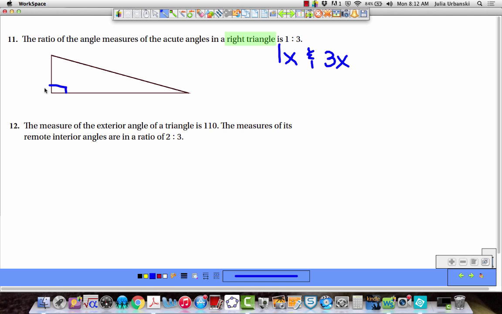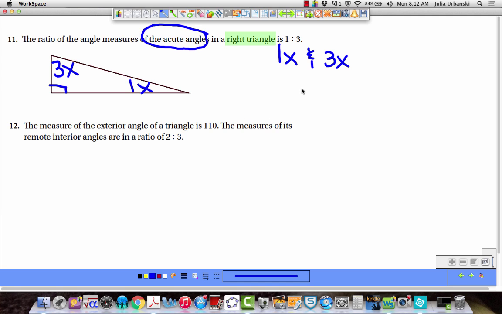And that angle's 90. But it says the acute angles, so that means the other two angles that are smaller than 90 are in a ratio of 1 and 3. So one of those angles is going to be 1x, and what's this angle going to be? And now that you know the whole picture, what rule can you use? You've got a triangle, and you've got all 3 angles there. What rule can you use? 180. Add up to 180.